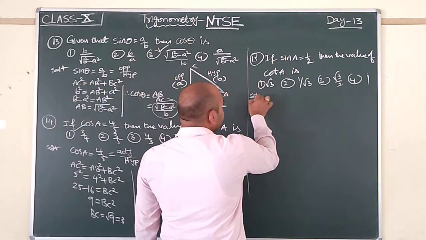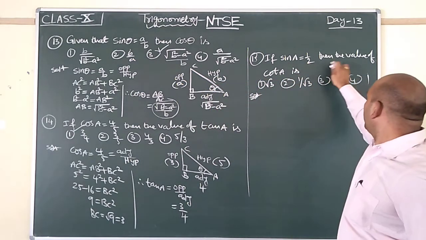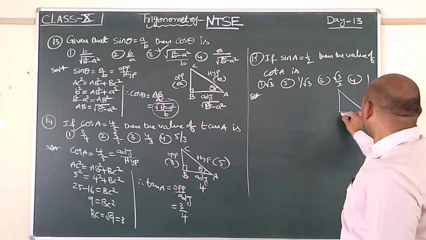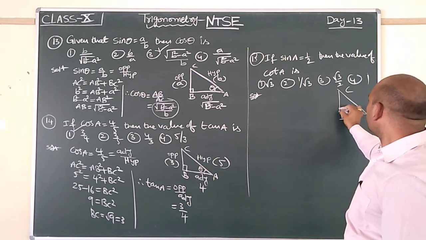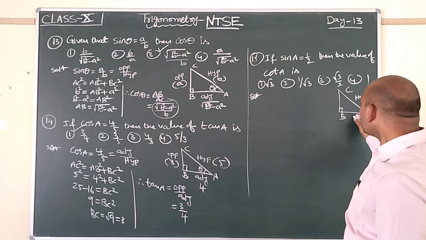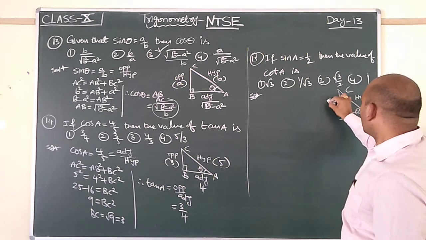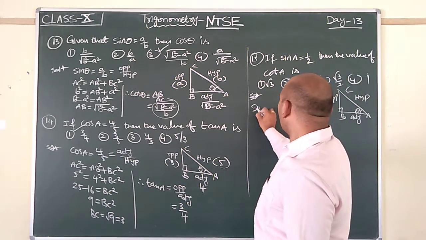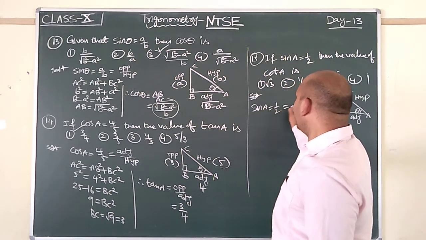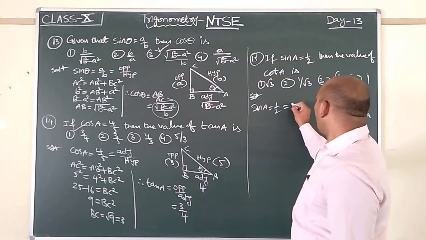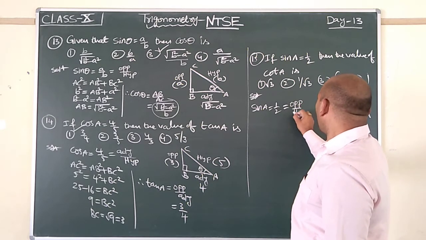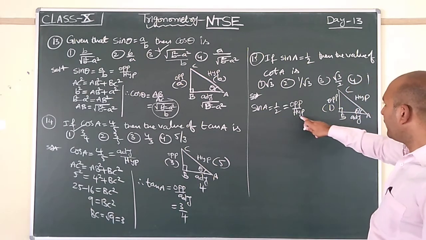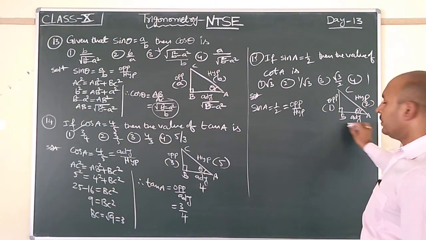Next, problem number 15, also the same procedure. If sin A is equal to 1 by 2, then find the value of cot A. Same triangle ABC. So this is the hypotenuse, this is theta, this is the opposite side, this is the adjacent side. Clearly sin A is equal to 1 by 2, which means opposite side by hypotenuse. The opposite side value is 1, the hypotenuse value is 2. So find out the AB side.